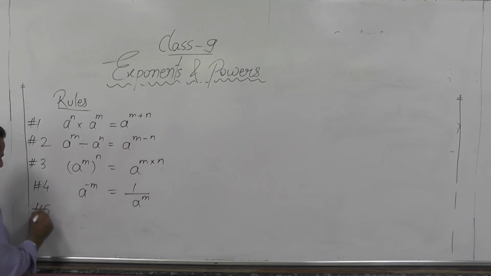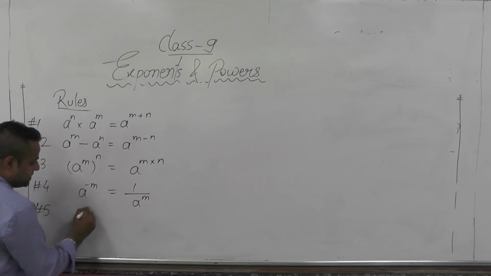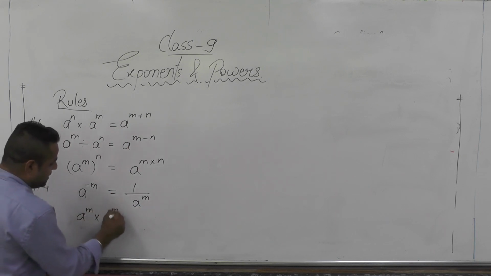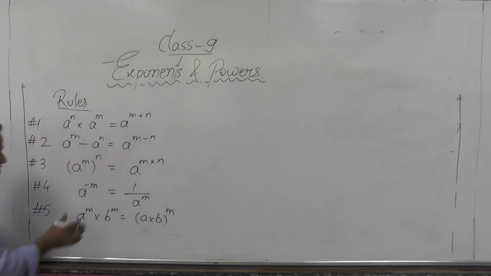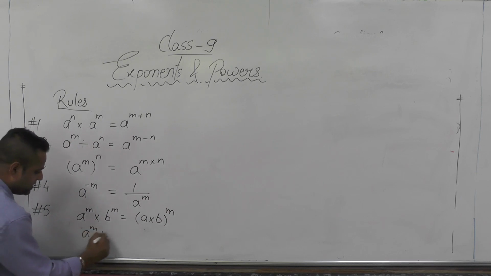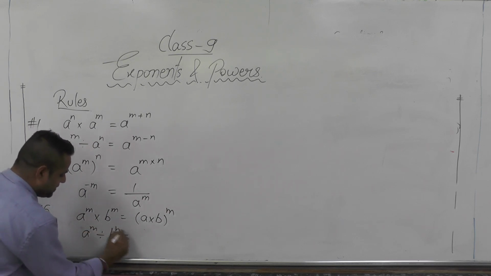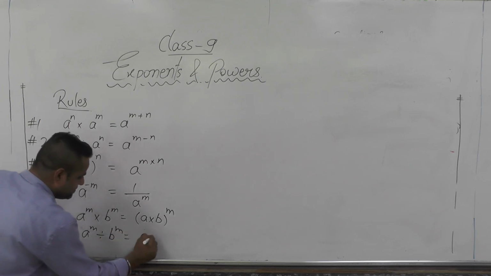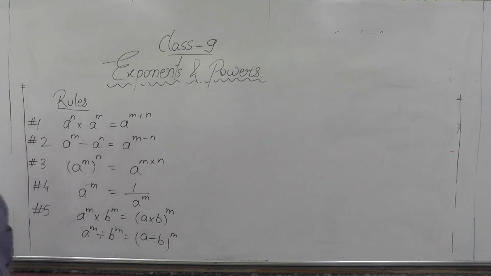And rule number 5 says if the bases are different but the powers are same, we can write the numbers with the operation as it is. In division also we can do the same. If the bases are different but the powers are same, then we can write them in one way.